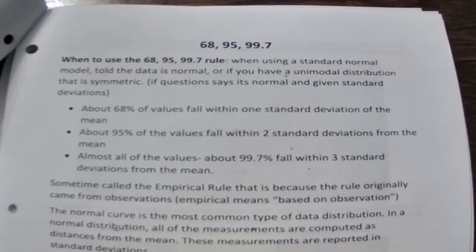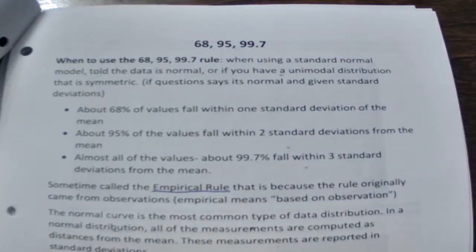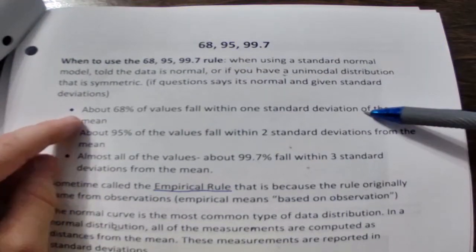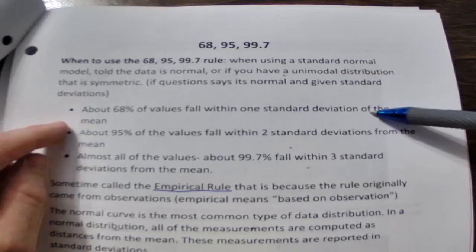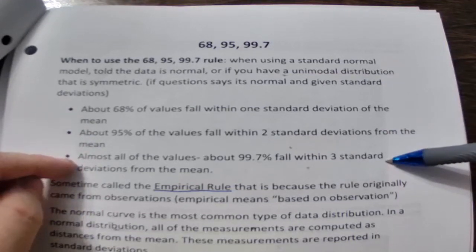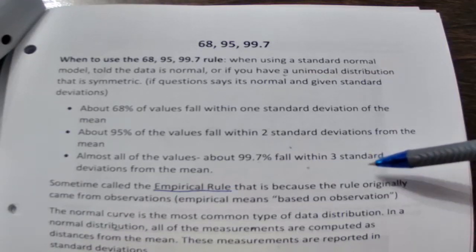The next thing that I went over in the notes was this 68, 95, 99.7 rule. This can also be called the empirical rule. So if you hear empirical rule, this is what it is. The idea is about 68% of values fall within one standard deviation of the mean. 95% will fall within 2 standard deviations. And almost all the values, 99.7%, fall within 3 standard deviations from the mean.